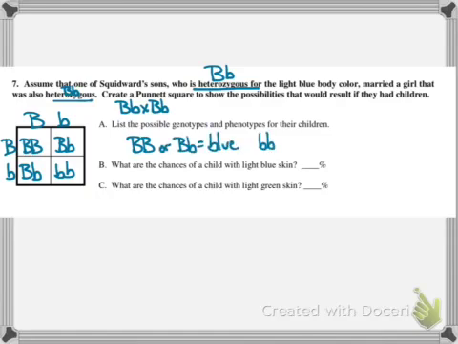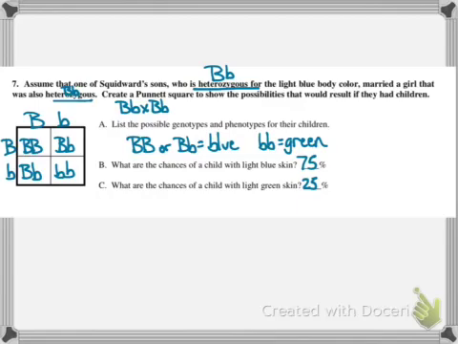So the possibilities are purebred dominant and a hybrid, which would make blue skin, or purebred recessive, which would be green skin. And the probability is 75% for blue and 25% for green.